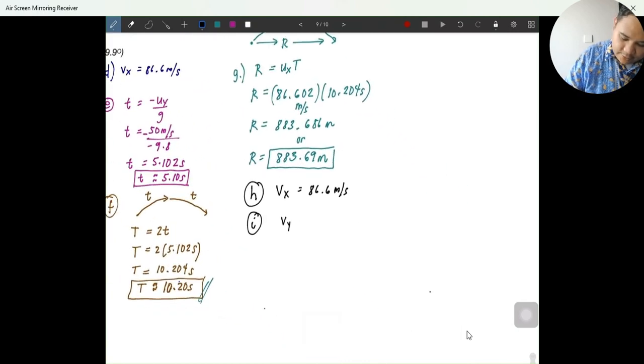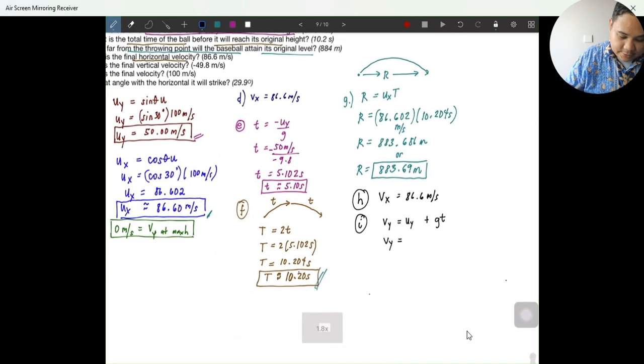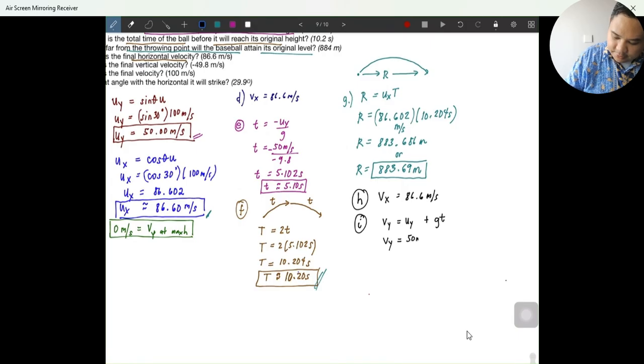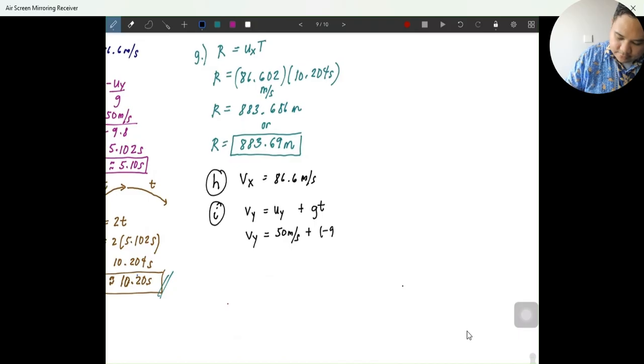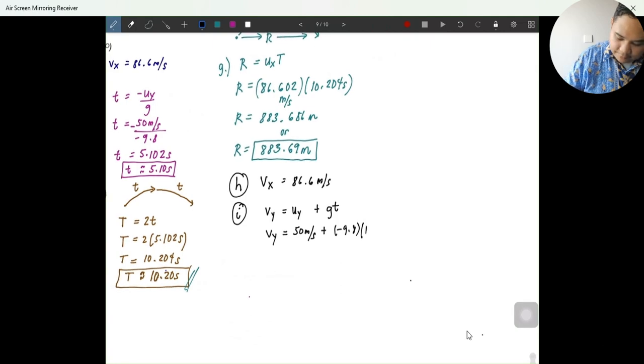So you can have Vy is equals to Uy plus gt. And so we have here the Vy. What is the Uy? The Uy is 50 meters per second plus, well, negative 9.8 multiplied to the time, which is the whole time, 10.20 seconds. Here we use the whole time of the projectile, the capital T.